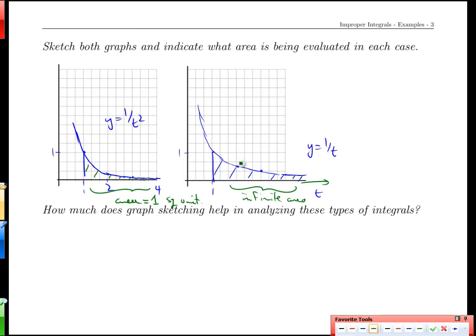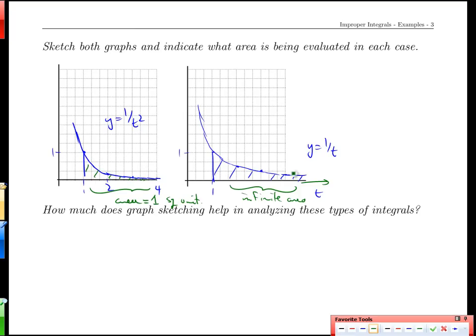Okay, let's take a look at these two graphs and ask the question, how much does graph sketching help us when we're trying to analyze these scenarios? The area under this sketched graph is finite, it's 1. The area underneath this graph as you go out to infinity is not 1. It's in fact infinitely large. I defy anyone, quite frankly, to look at this graph versus this graph and say, oh yeah, this one diverges, this one's okay, it converges. You can't tell much from the graphs.